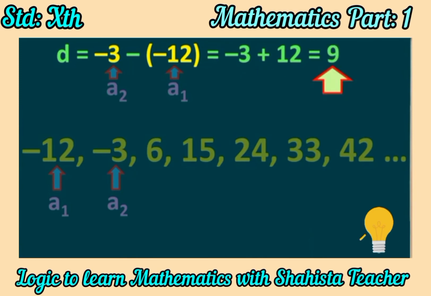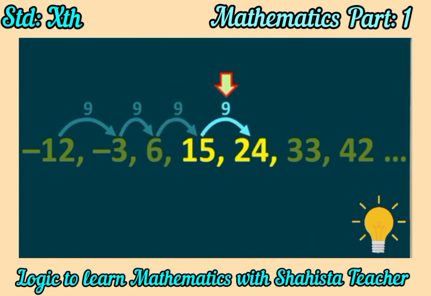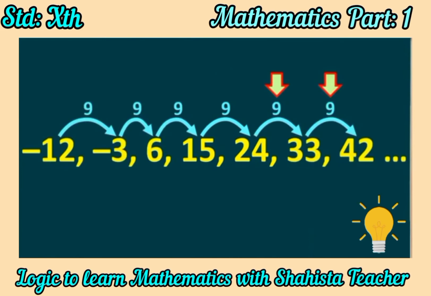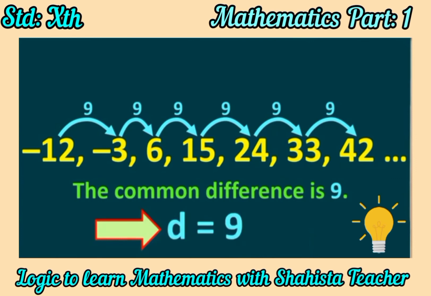Okay, positive 9 we get, because here we have to use the sign of the bigger number, and 12 is the greater number, that's why we are using the positive sign here. Again minus 3 and 6, so 6 minus 3 is 6... 6 minus 3. Now 15 minus 6, 24 minus 15, 33 minus 24. All where we get 9. Difference is 9. The common difference we get here is 9.